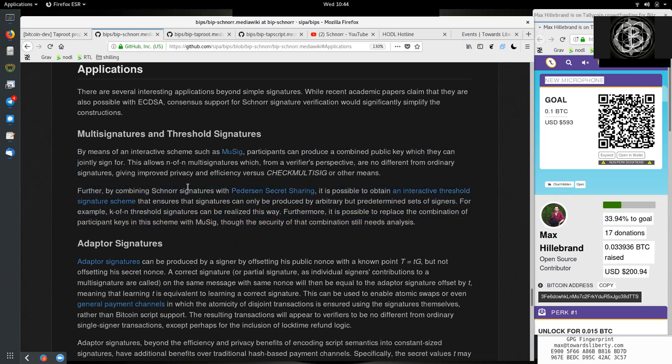Further, by combining Schnorr signatures with Shamir secret sharing, it is possible to obtain an interactive threshold signature scheme that ensures that signatures can only be produced by arbitrary predetermined sets of signers. For example, K-of-N threshold signatures can be realized this way. So what he's talking about here is that with some additional secret sharing, we can specify a set of individuals of which a threshold is sufficient.